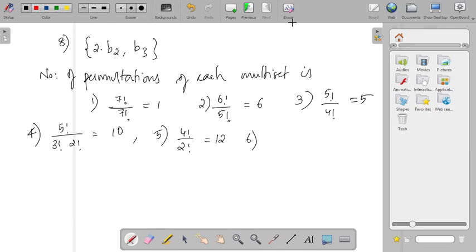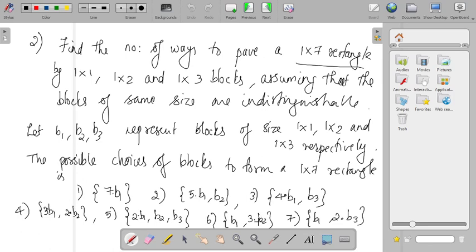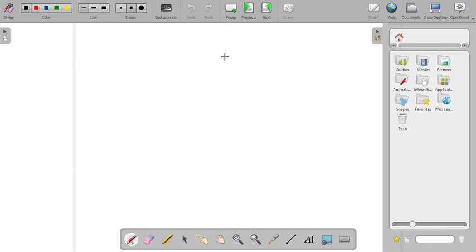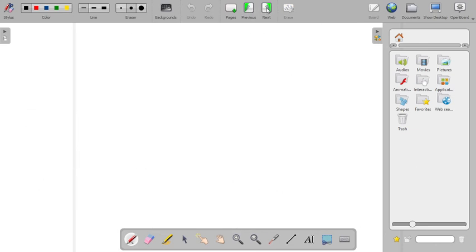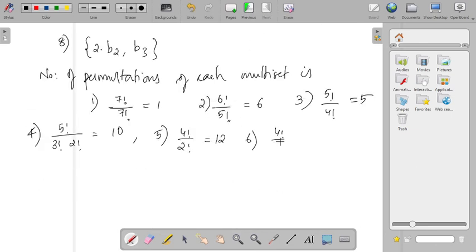And the sixth one is 4 factorial by 3 factorial, so that is equal to 4. Seventh one, you will get 3 factorial by 2 factorial, so that is equal to 3. And again the eighth one, 3 factorial by 2 factorial, so that is equal to 3.